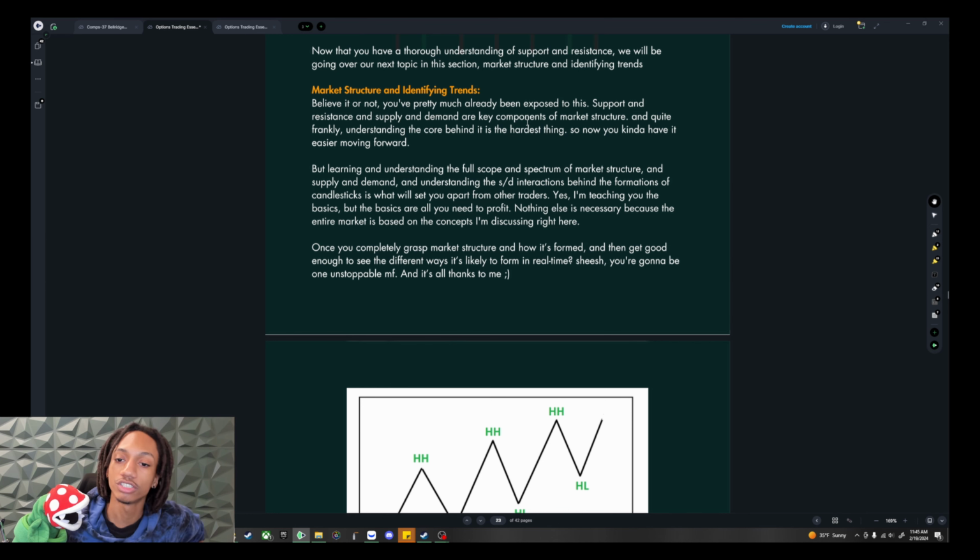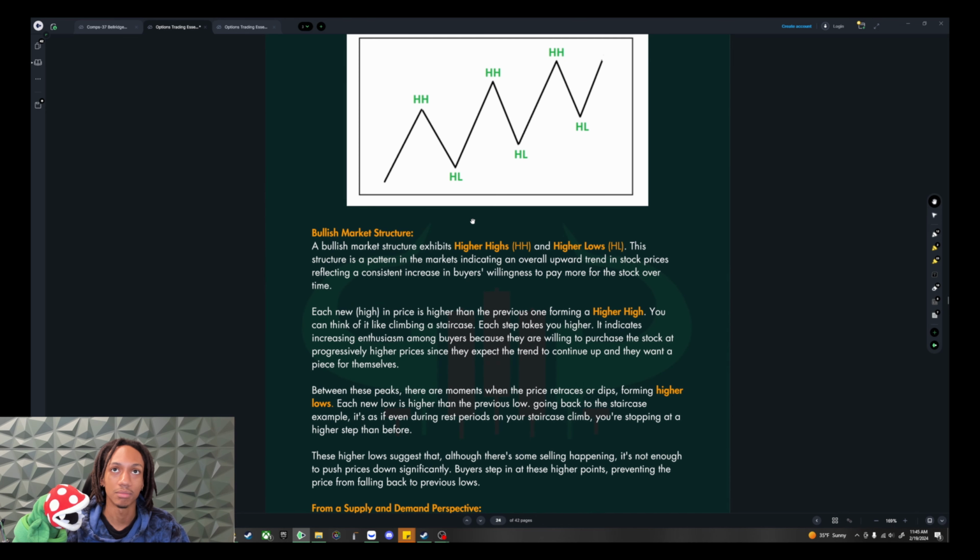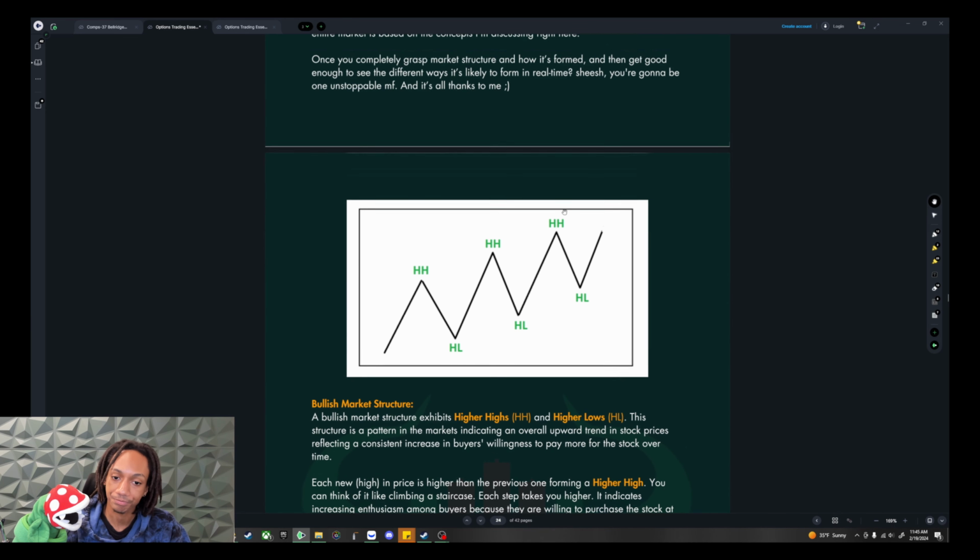Those are the key components of market structure, and understanding the core behind market structure is honestly the hardest thing. And it's just really important to understand market structure so you can make better decisions. That's all I'm gonna say.